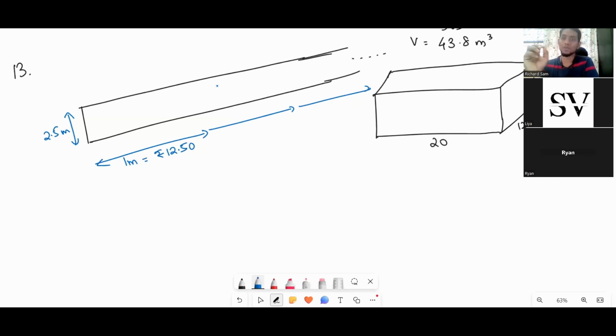So when you're painting the four walls, how many sides are you taking? Four sides. Here in a tank, how many sides? Five sides. Okay. So depending on the question, you'll be taking either four sides, or five sides, or all six sides.